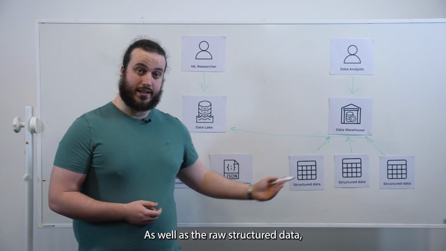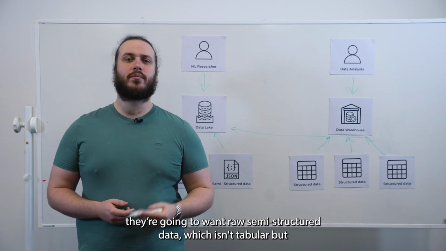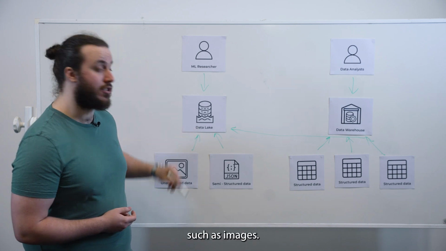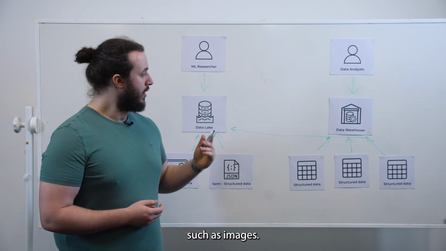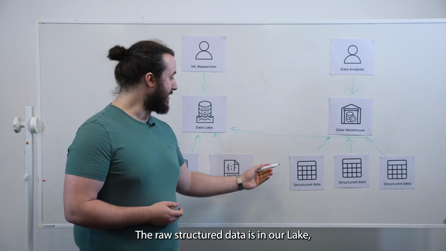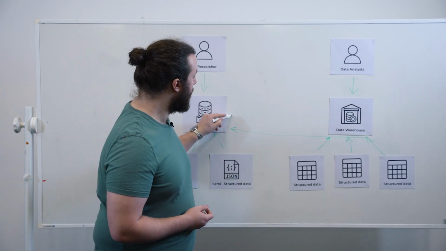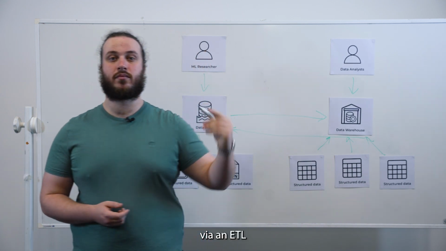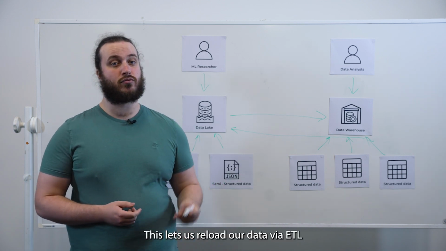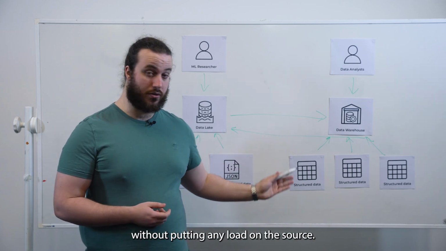As well as the raw structured data, they're going to want raw semi-structured data, which isn't tabular, but still has some structure, such as JSON, and also unstructured data, such as images. Now, we see there's an opportunity available here. The raw structured data is in our lake, so we can actually populate our warehouse via an ETL from our lake and decouple it from the sources.